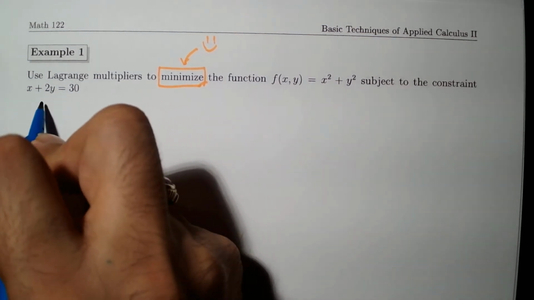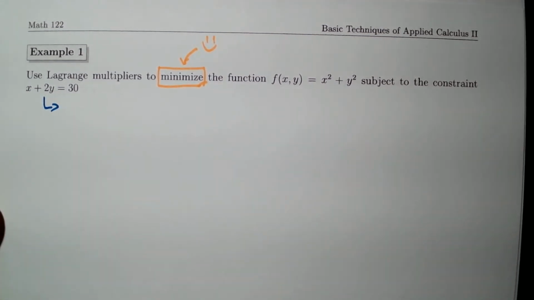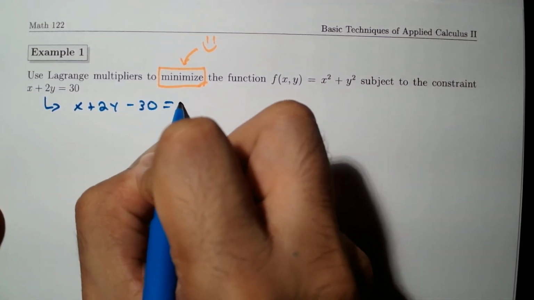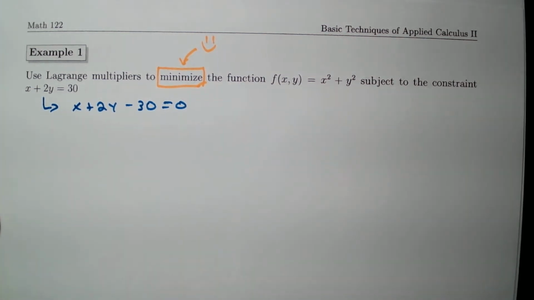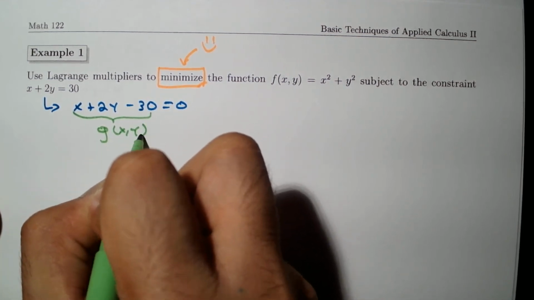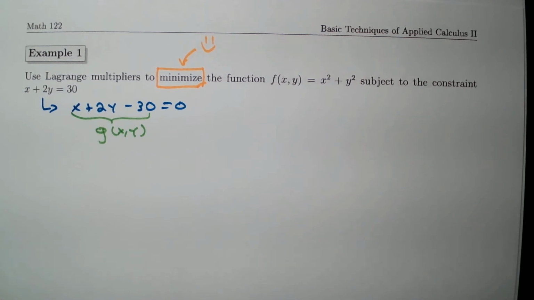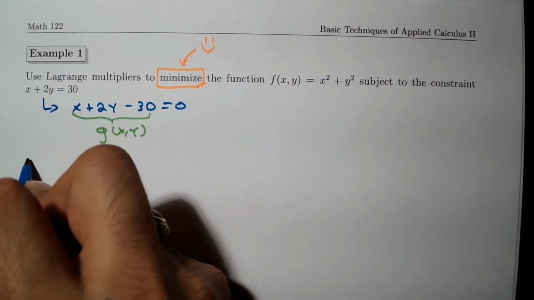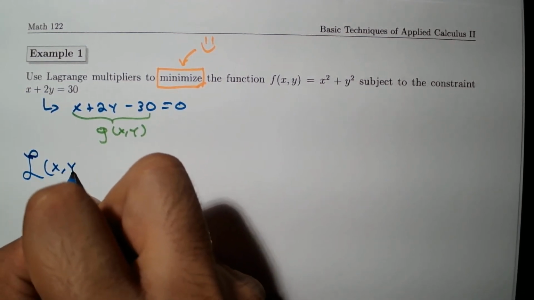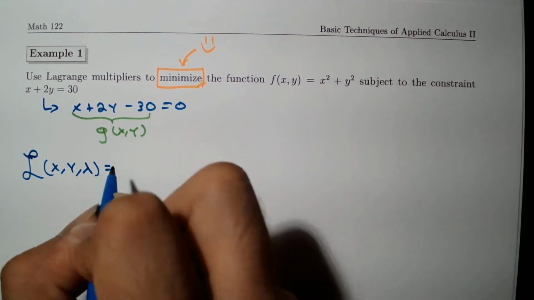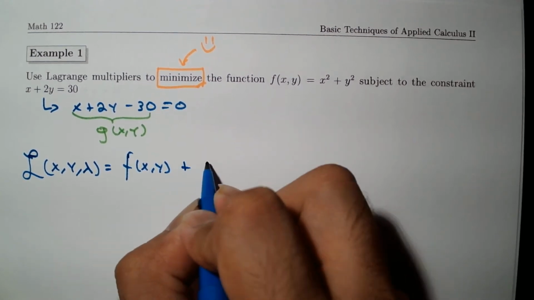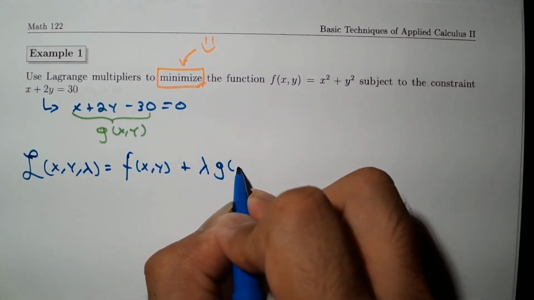So the first thing we do is to write this. Remember what we did with the equations? So x plus 2y minus 30 equals 0, where this whole quantity right here is g of x, y, which is the constraint in that form. Now we are going to set the Lagrangian, fancy L of x comma y comma lambda equals f of x, y plus lambda times g of x, y.